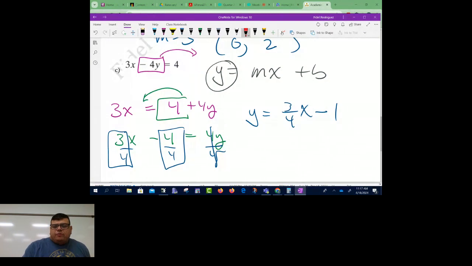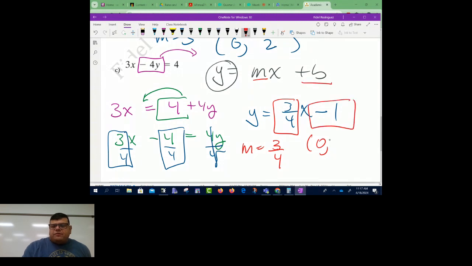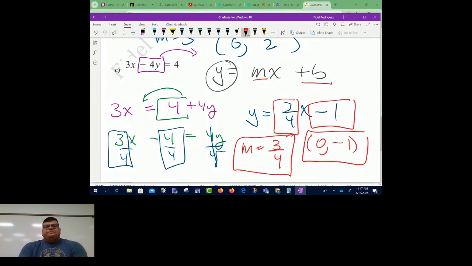Okay, so let's see, can we find our m? Y'all remember, m is the number in front of the x. Hey, in this case, it's just the number 3/4. Okay. And then my y-intercept, y'all, (0, whatever the number b is). Well, my number b here, y'all, (0, -1). Okay. So there's my slope and there's my y-intercept.